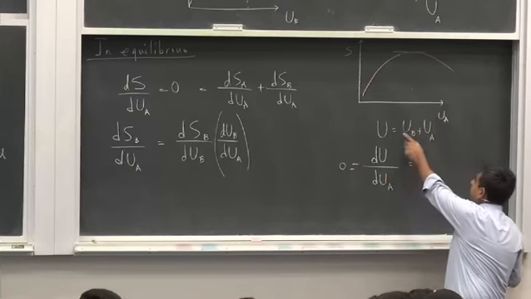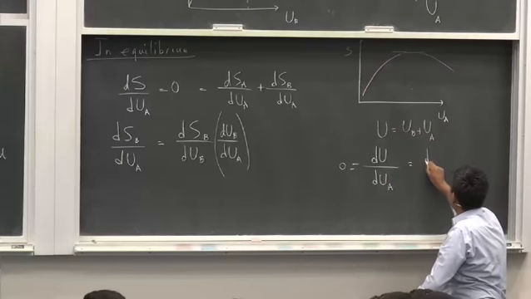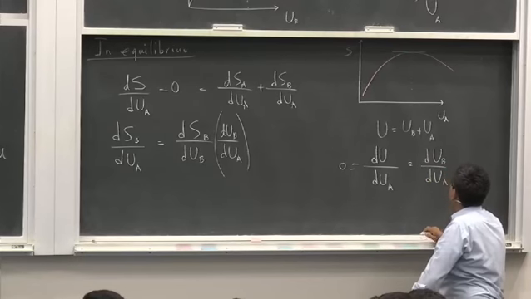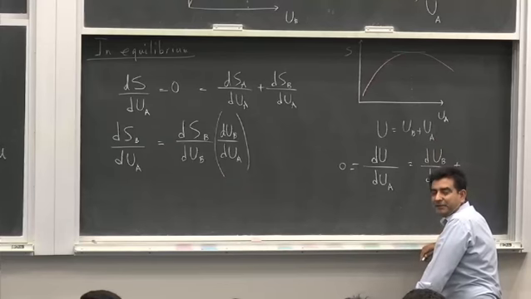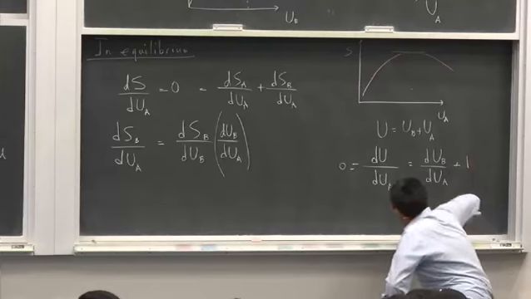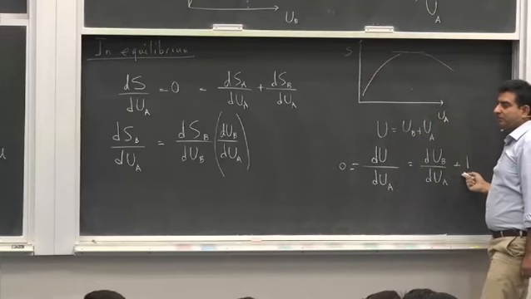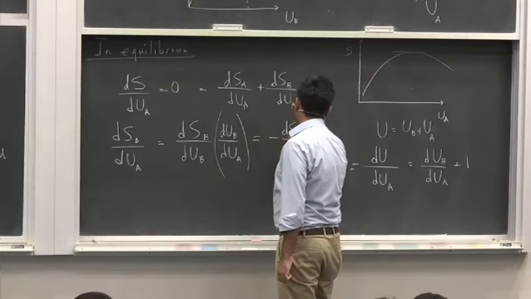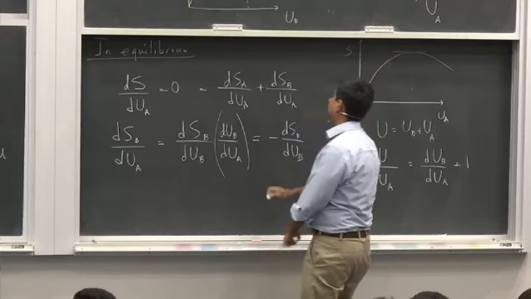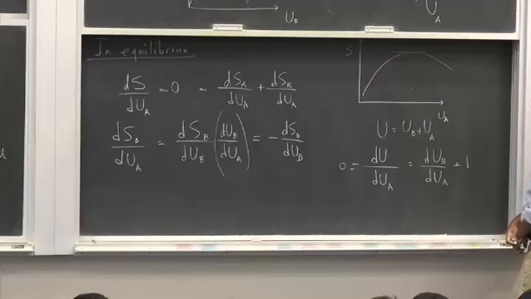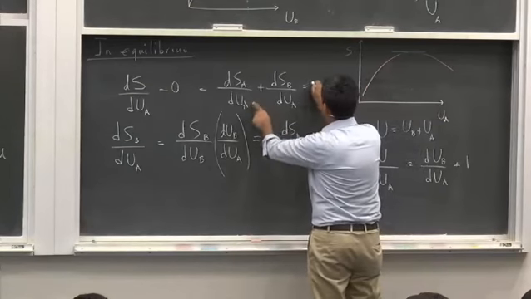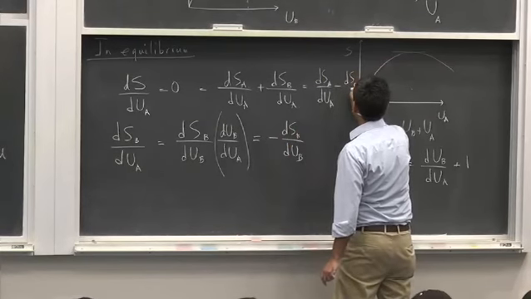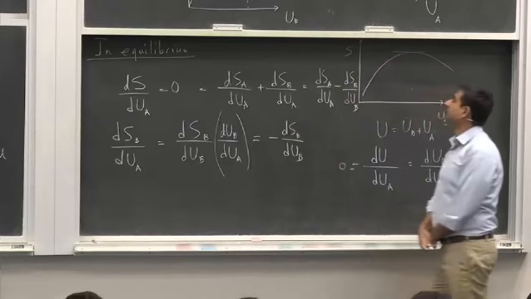This must equal, so I take the derivative of this side with respect to UA as well. So this becomes dUB over dUA. This becomes dUA over dUA, which is 1. Which means that dUB over dUA is equal to -1. So this is minus dSB over dUB. So this means that dSA over dUA minus dSB over dUB is equal to 0.